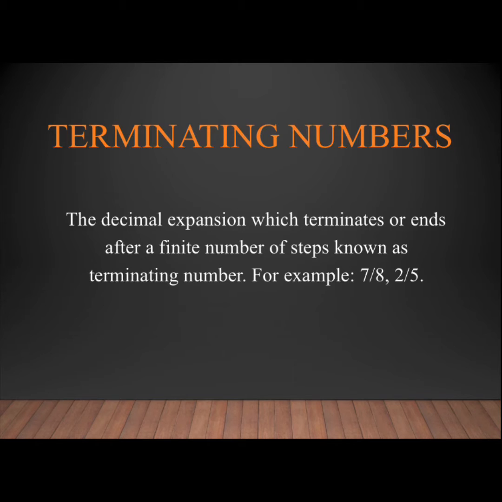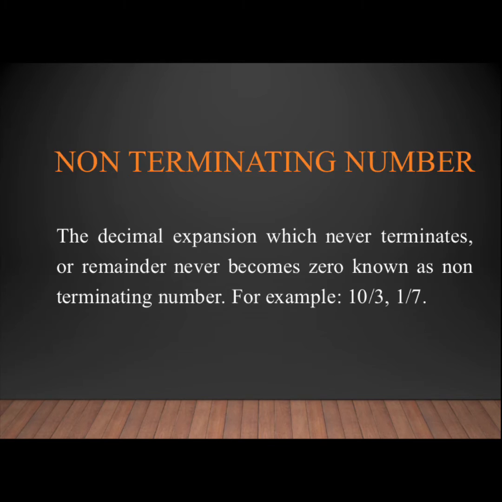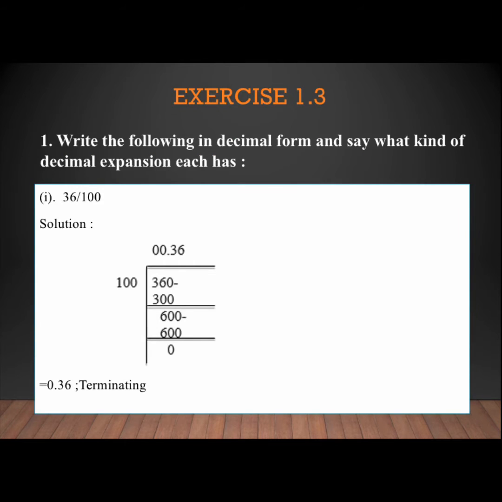In short, when we solve any p by q form number by division and its decimal expansion terminates, they are terminating numbers, and those which don't terminate or repeat themselves after some steps are known as non-terminating numbers. For example, 10 by 3, 1 by 7 and so on. Now moving towards Exercise 1.3 of the NCERT book of 9th class.